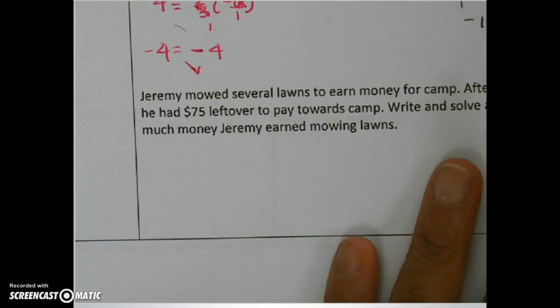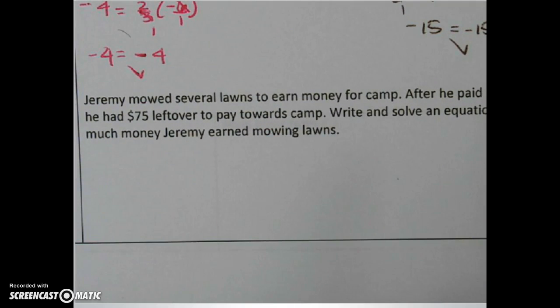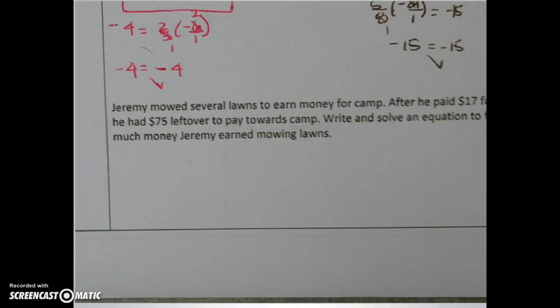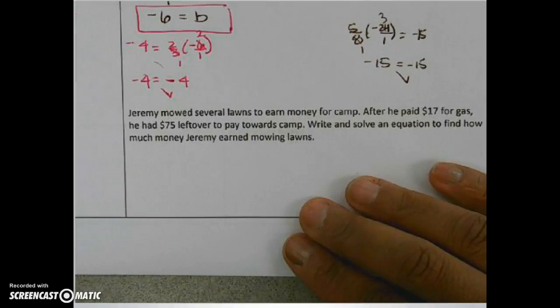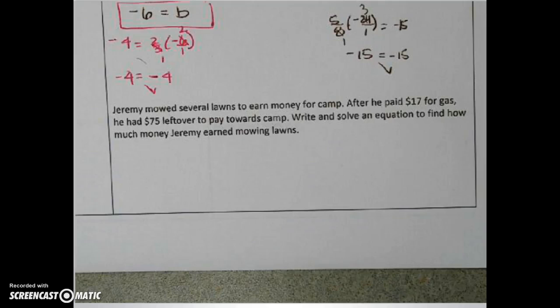All right, beautiful people, let's talk about my homeboy, Jeremy. Jeremy, I don't know, maybe he wanted some extra money or something. But what he decided to do was to mow some lawns. So Jeremy mowed several lawns to earn some money for camp. That's why he did it. After he paid $17 for gas, he had $75 left over to pay towards camp. Write and solve an equation to find out how much money Jeremy earned mowing lawns.